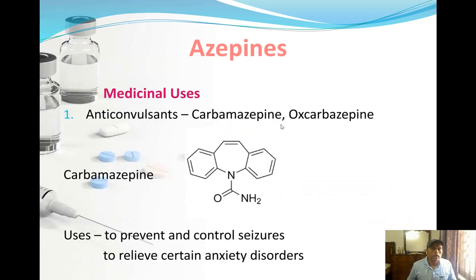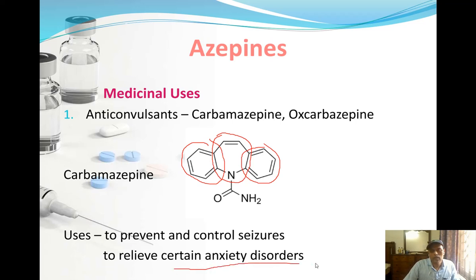Next are the medicinal uses of these azepines. The first one is anticonvulsants. The examples are carbamazepine and oxcarbazepine. Here is the structure of carbamazepine. So here is your azepine ring with the two benzene rings attached. These are used to prevent and control seizures, and they are also used to relieve certain anxiety disorders.